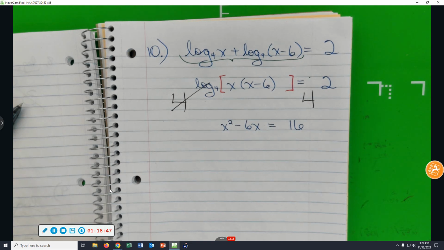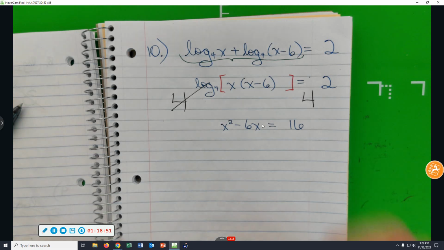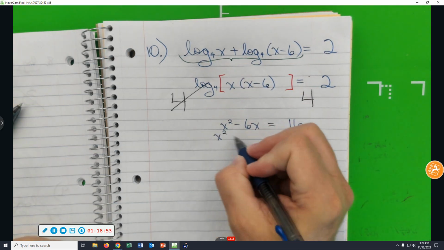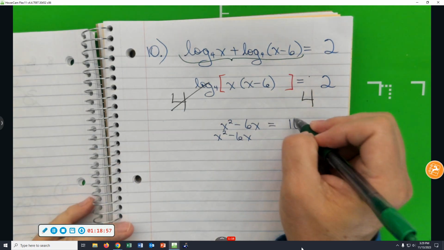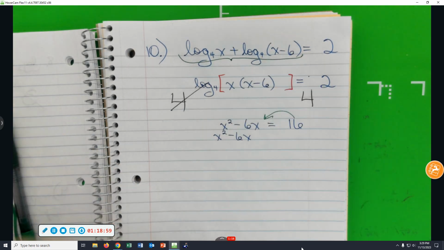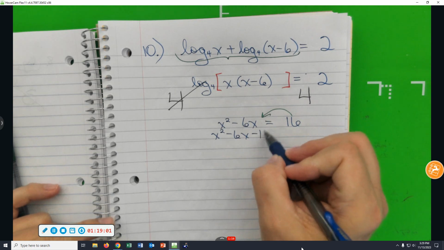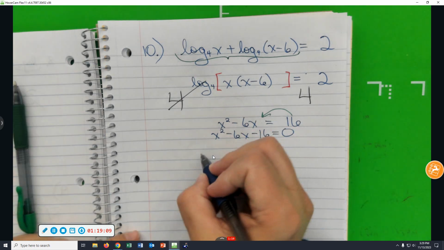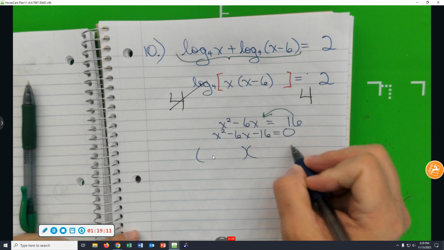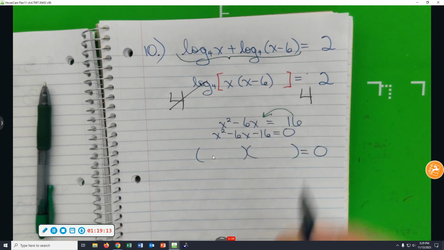And then what? Okay, subtract the 16. That'll give me x squared minus 6x minus 16 equals 0. What do y'all want to do? Factor or quadratic formula? Factor.